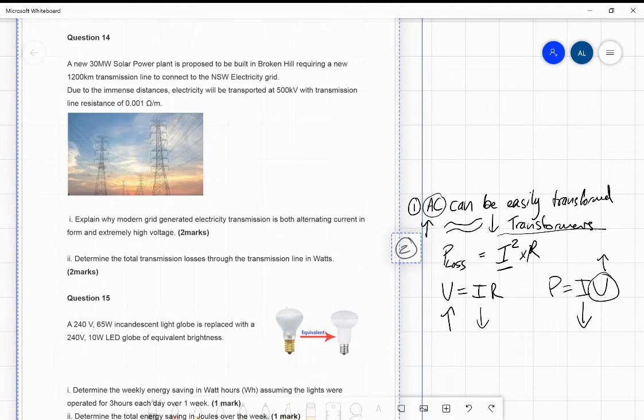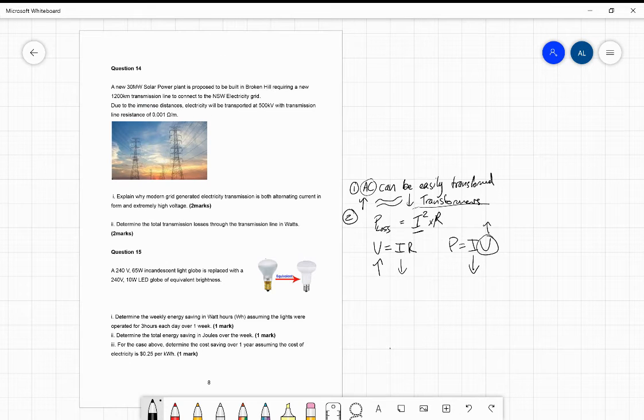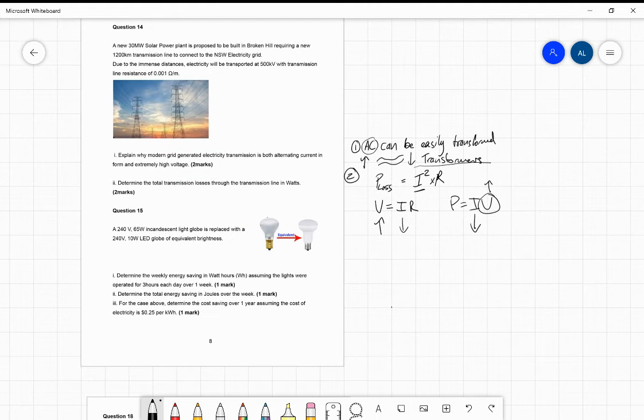Now, the second part of this question is, determine the total transmission losses through the transmission line in watts. Okay, so that's our first question done, and now our second one. So first of all, let's think about what we have in this question. Now, in this question, it says 1,200 kilometers of transmission line. So that kind of gives me a clue that I'm going to need to find the total resistance of this transmission line. So let's find that first.